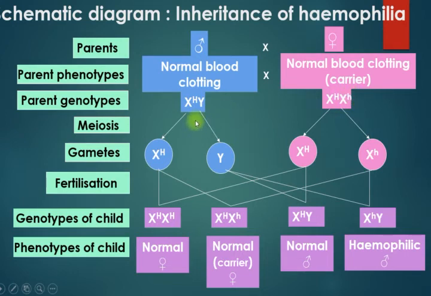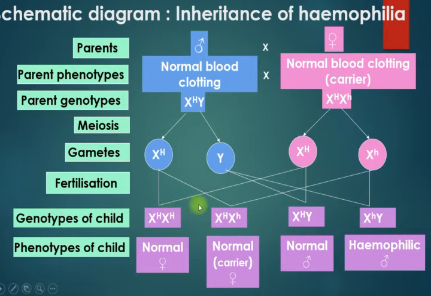Then after that, meiosis occurs and produces gametes. The father will produce a gamete that is either X big H or Y, and the mother will produce a gamete that is either X big H or X small h. Then fertilization will occur and produce a child.